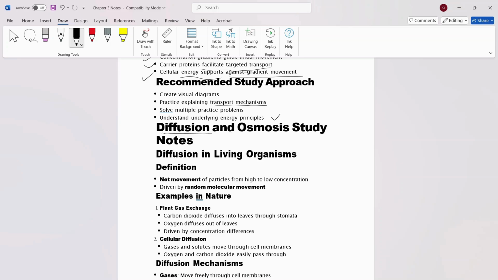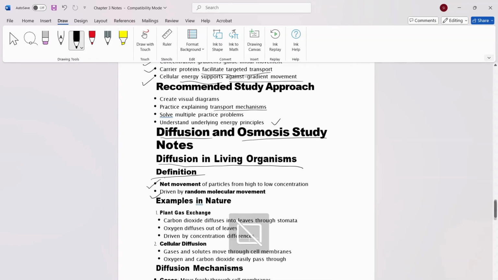Next, diffusion and osmosis study. Alright, so how diffusion in living organisms occurs. Definition: net movement of particles from high to low concentration driven by random molecular movement. Examples: plant gas exchange, carbon dioxide diffuses into leaves through stomata, oxygen diffuses out of leaves driven by concentration differences.